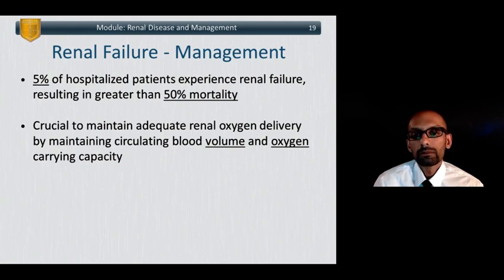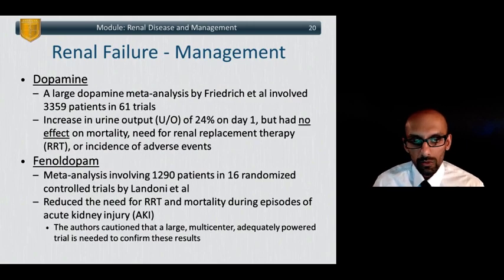Obviously, it's all about maintaining adequate renal oxygen delivery. And remember from the Part 1 exam that the renal medulla is most at risk because it does most of the work with the least amount of blood flow. So, ways to do this.